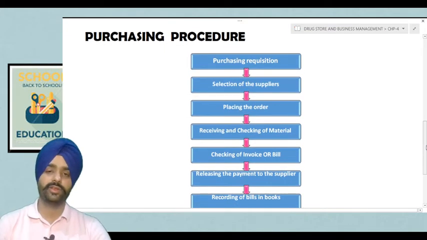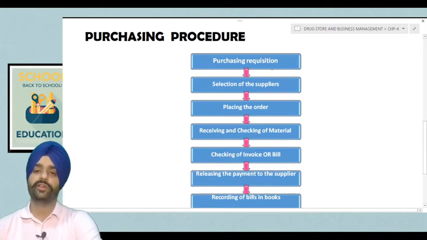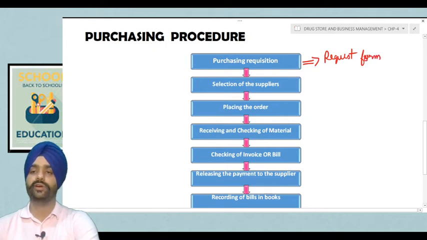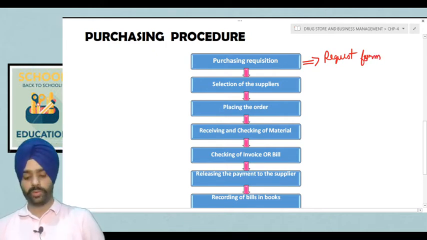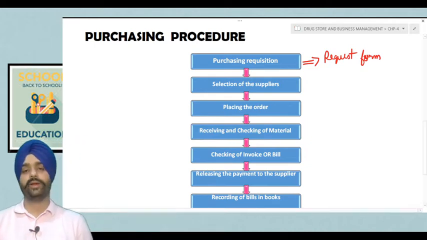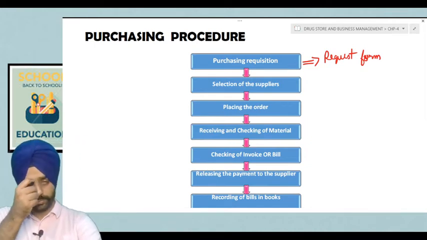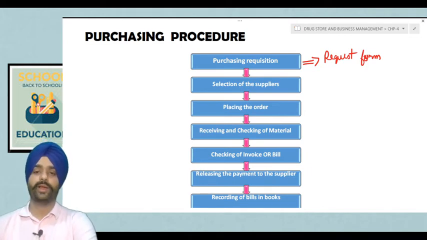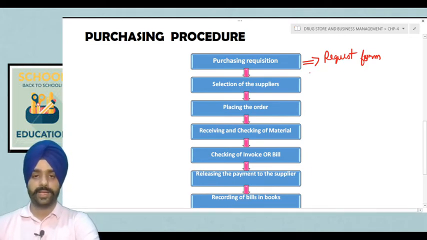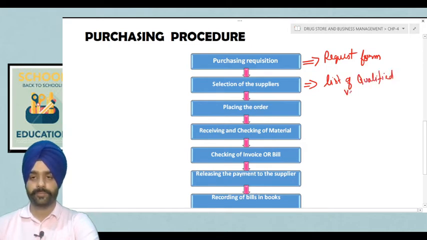Now how does the purchasing procedure work? Number 1, a purchase requisition. It is a request form that is usually filled by the concerned department to the owner of the company or the purchase department. That depends upon what kind of requirements are there in the store. Then the selection of suppliers. So a list of qualified vendors is obtained, and from them the suitable ones are selected.